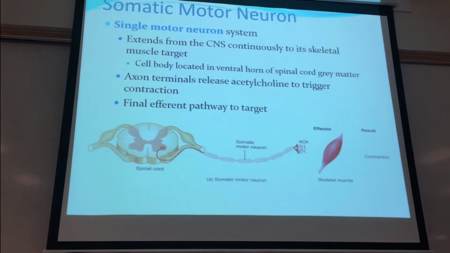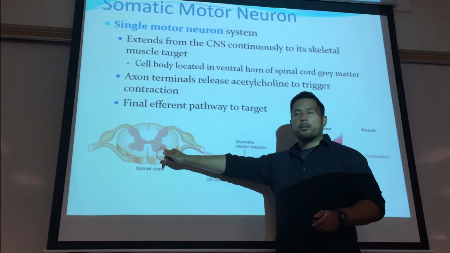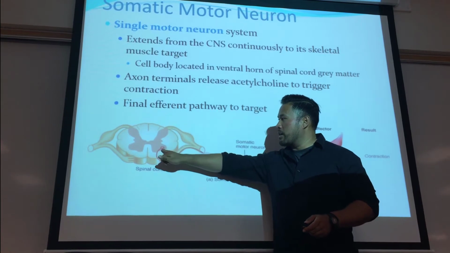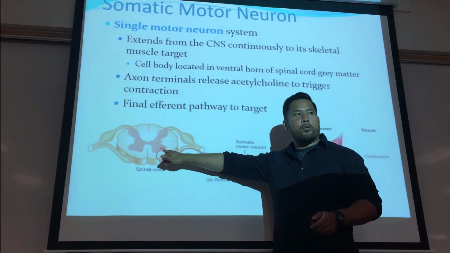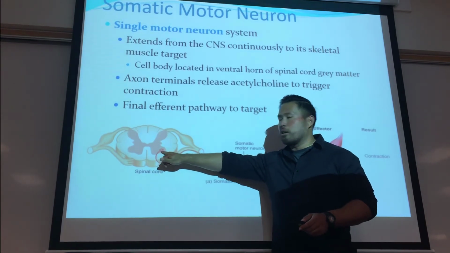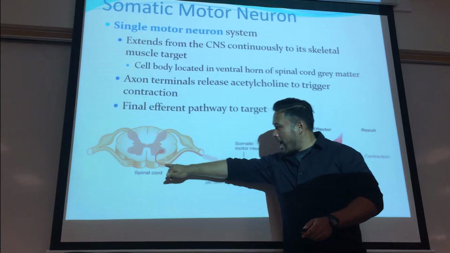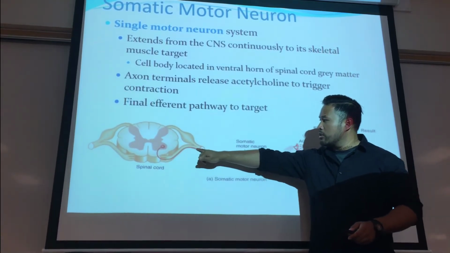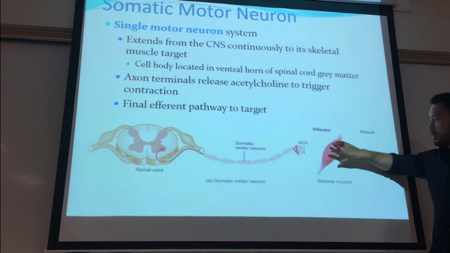And when we take a look at the somatic pathways, you'll see that the efferent pathway starts at the ventral gray horn, which is going to contain all the motor neurons, which comprise the cell body and the axon projecting out the ventral root to the spinal nerve, and back out all the way to its target muscle.